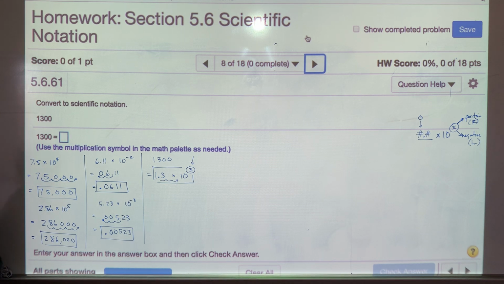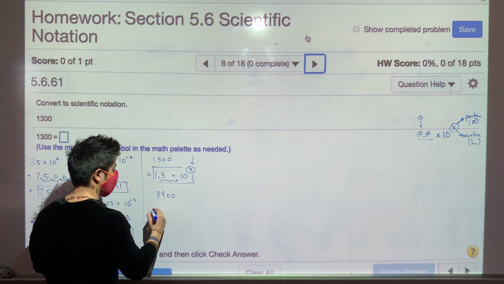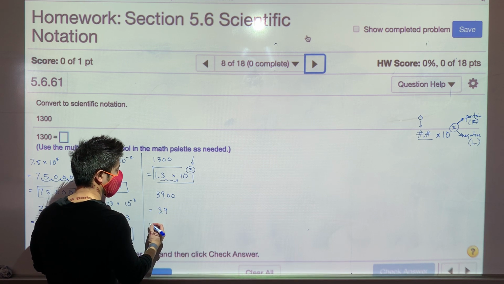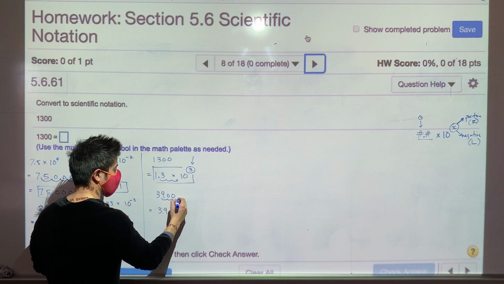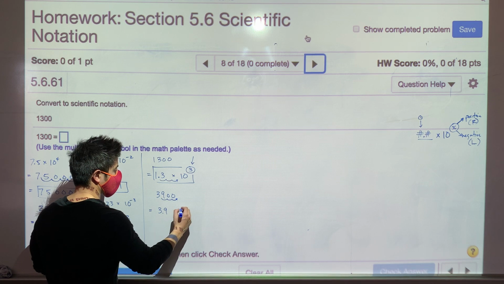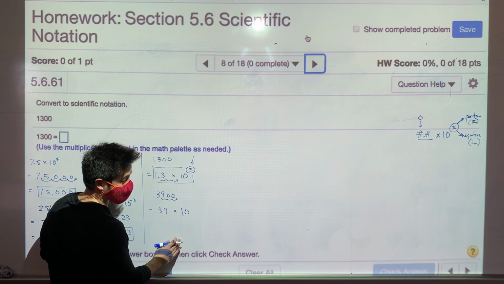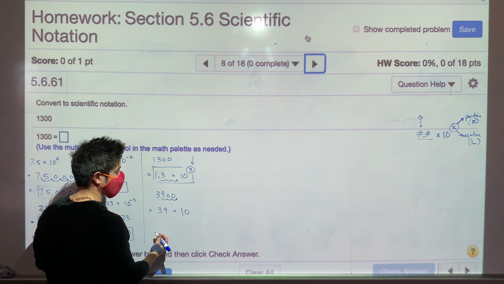Yes? So I have 3,900 for mine. And so I just put the decimal in between the 3 and the 9. Okay, good. And then it'd be move the decimal 3 times. 1, 2, 3. Yes, sir. And then it'd be x10 to the third power. Times 10. Times. It's technically not an x. Looks like an x, but it's actually multiplication. Times 10 to the what? Third power. Exactly.